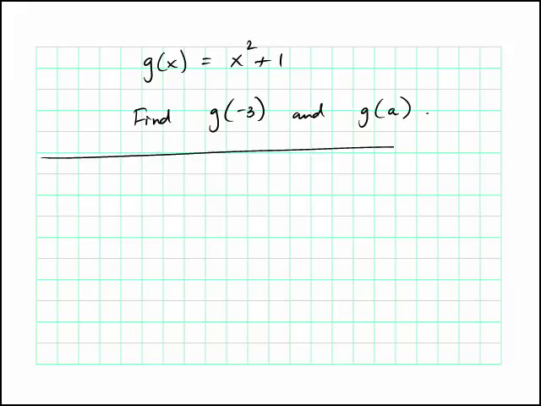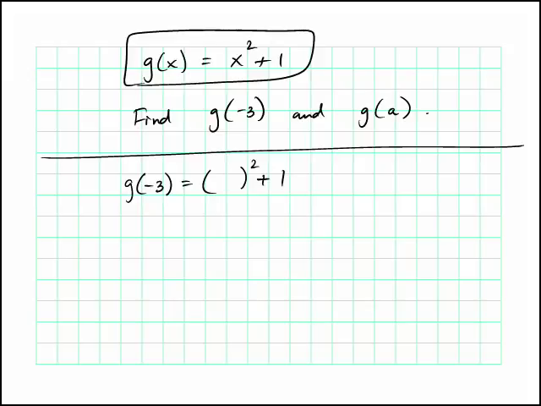Okay. G of negative 3 would look like this. I'm going to replace the x in this original function up here with negative 3, like that. That goes right there. And if I work this out, that's going to be a positive 9 plus 1, 10. In other words, g of negative 3 equals 10. Remember, all that means is that this contains the ordered pair of solution, negative 3, 10.